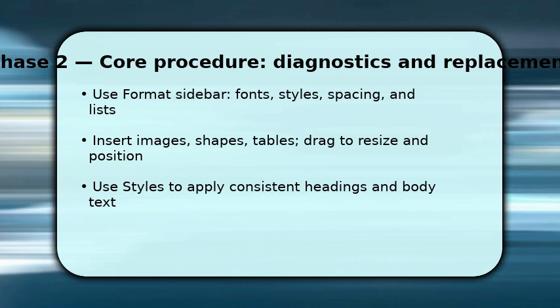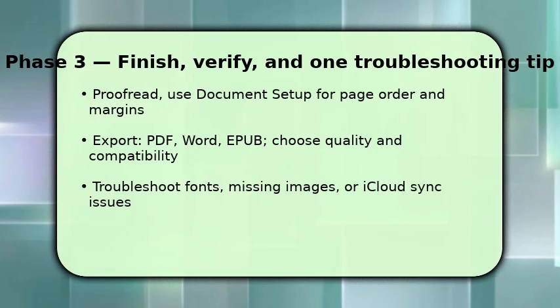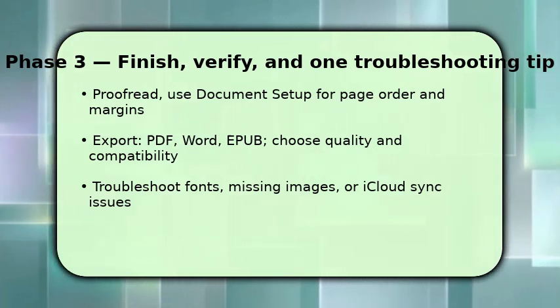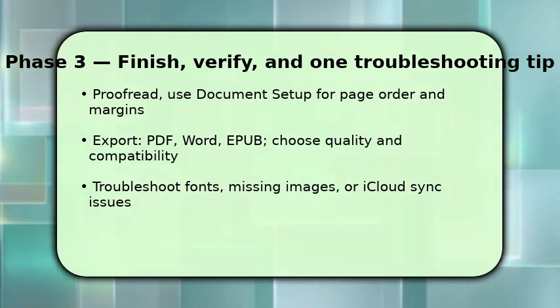Once you've arranged content, add headers, footers, and page numbers, and check the inspector for advanced layout options like columns or text wrap. To finish, proofread and use document setup to confirm page order, margins, and facing pages. This prevents surprises when printing.